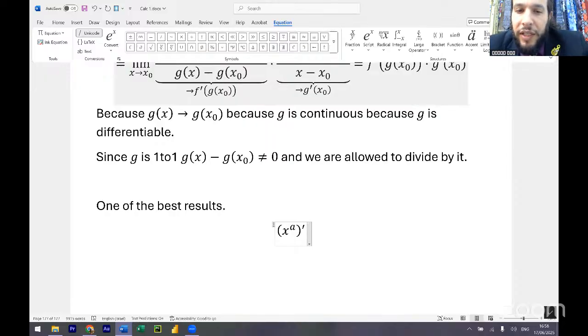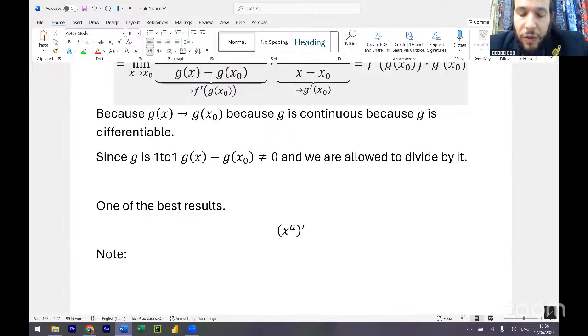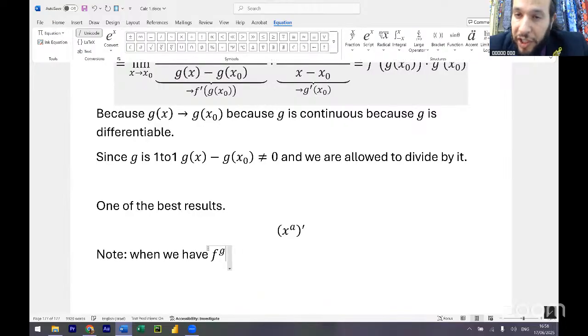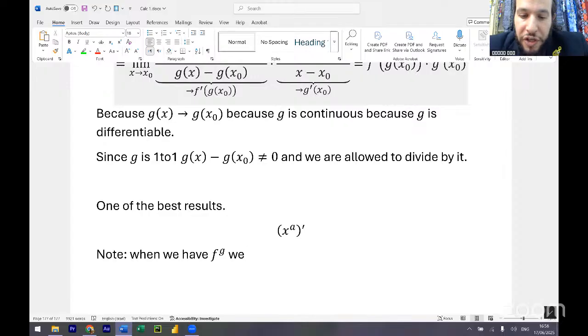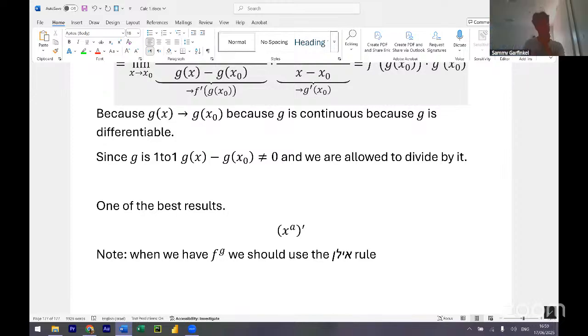And I'll note that when we have f to the power of g, we should use the Ilan rule. I'm sorry, it does not translate. I never thought about whether it translates. Let me think for a second. No, I don't think it translates. I know that Ilan means something.